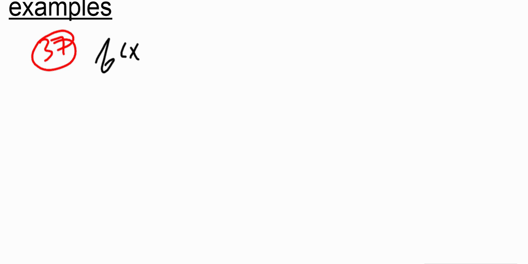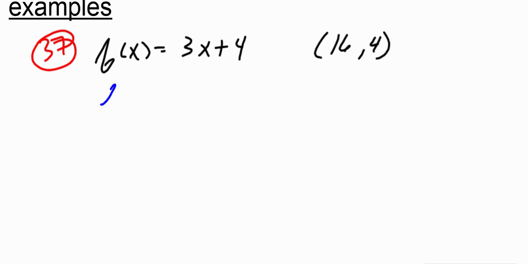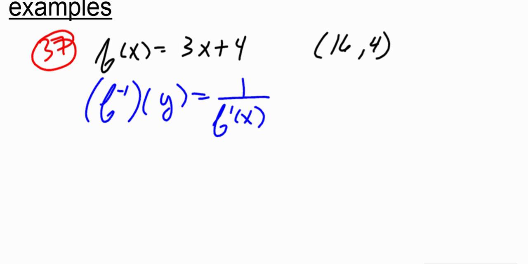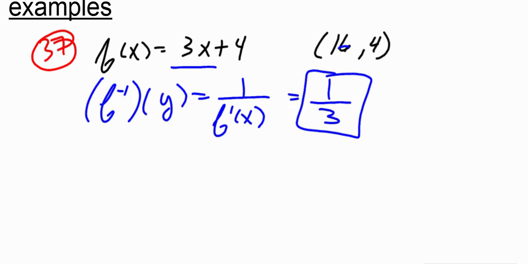I'm given the function f of x equals 3x plus 4, and I'm going to want to evaluate it at the point 16, 4. But I want to just say, using our derivative of the inverse, I'm going to take the derivative of this function. So it's really this, 1 over the derivative of this, which would be 1/3. There is no x to evaluate at the point 16, 4, so our answer for this one is 1/3.